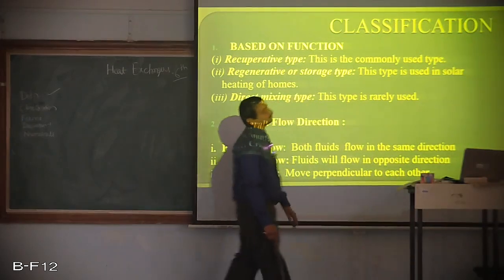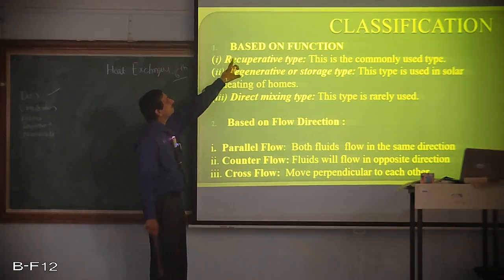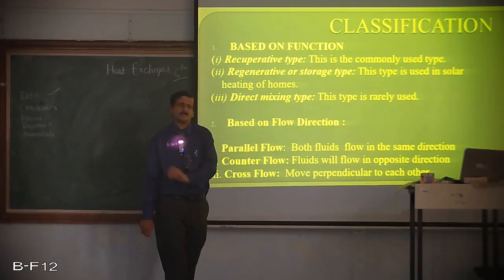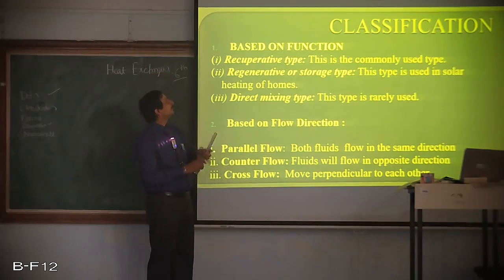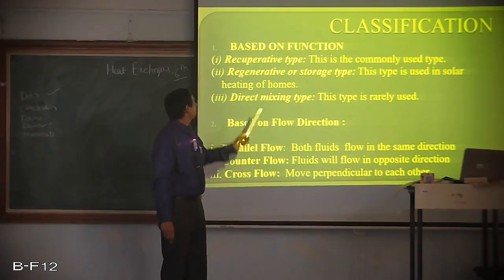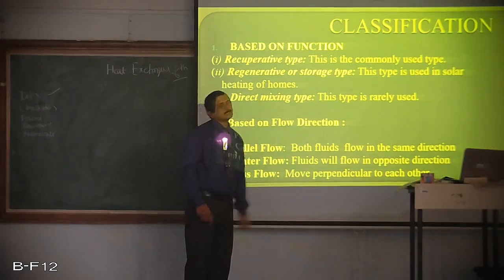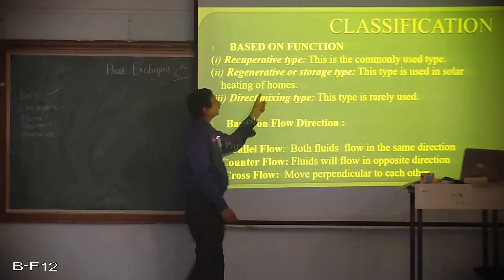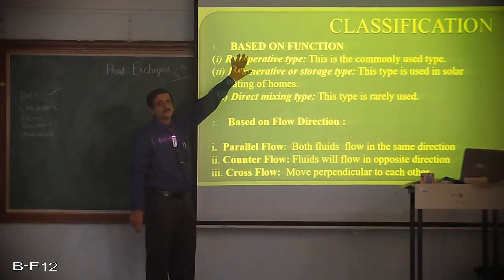Next, we are talking about the classification. There are n number of classifications, but first, based on the function. The first is called the recuperative type, which is the most commonly used. Both fluids will be flowing simultaneously. The second is called the regenerative or the storage type, which is used in the solar heating of homes. The next is the direct mixing type. This is rarely used, but heat exchangers like cooling towers fall into this category. However, in our cases, we are mostly dealing with only the recuperative type.